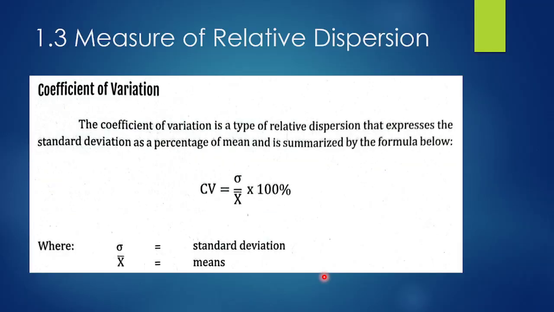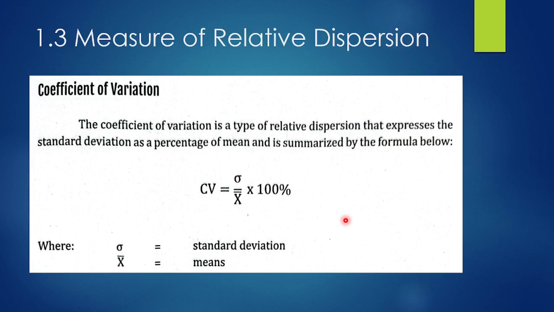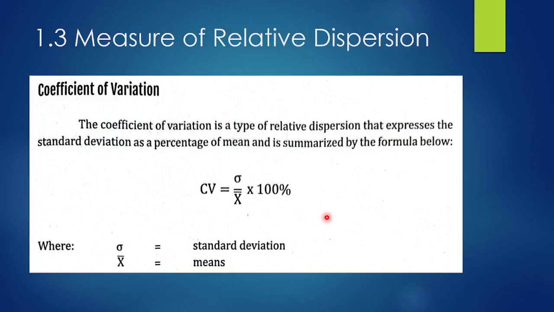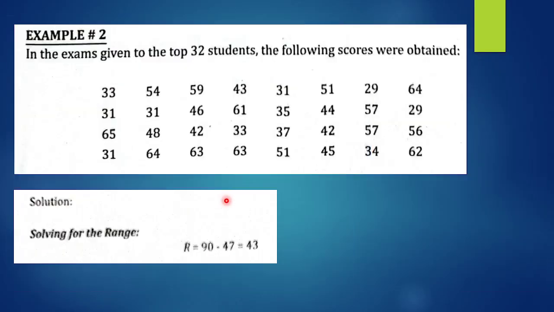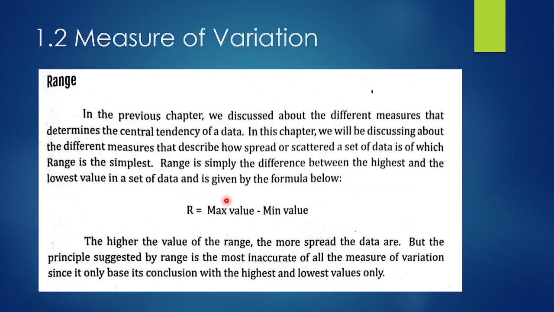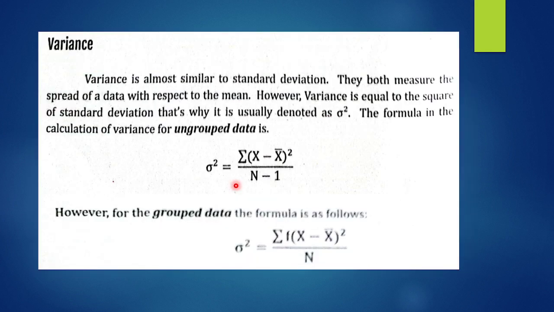Okay. Now let's proceed to the 1.3. Pwede pa ba sa time? Oh no, this is for the next one. Okay. So we're done with the 1.2, the measure of variation. Measure of variation with the range, the quartile deviation, the mean absolute deviation, the standard deviation, and the variance.